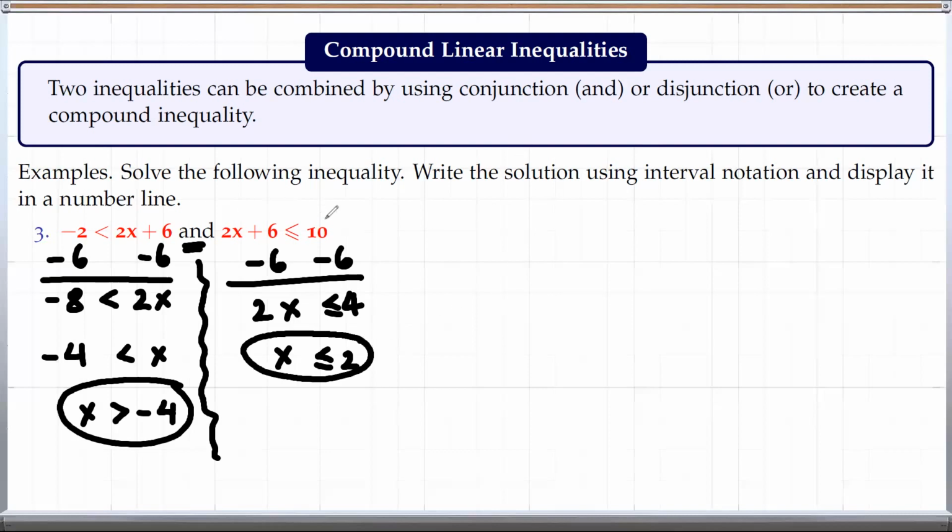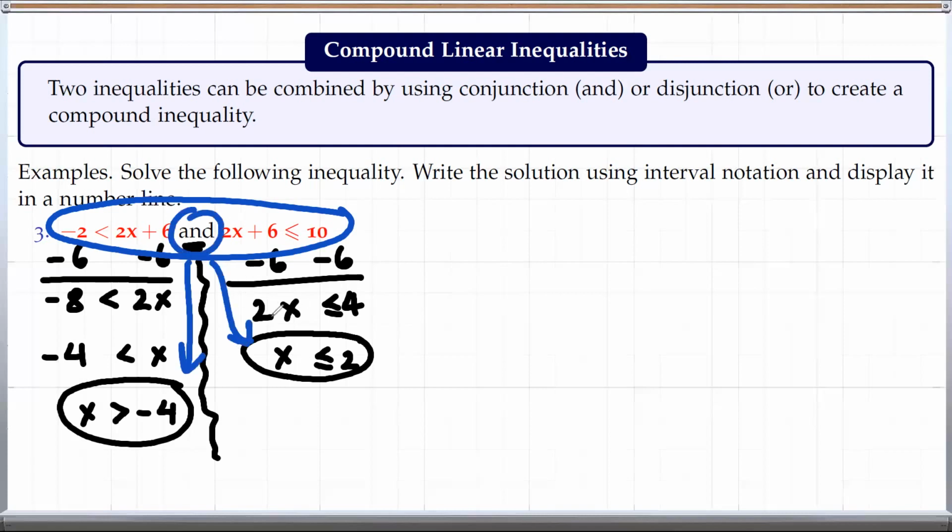Now to get the solution of the whole thing, we must find values of x that satisfy this one and this one, because we have the conjunction AND over here. So we must look for x values that satisfy both of these conditions. So to figure that out, let's put these two solutions on one number line. So 0 we can put somewhere here. Let's say negative 4 is here and 2 is over here.